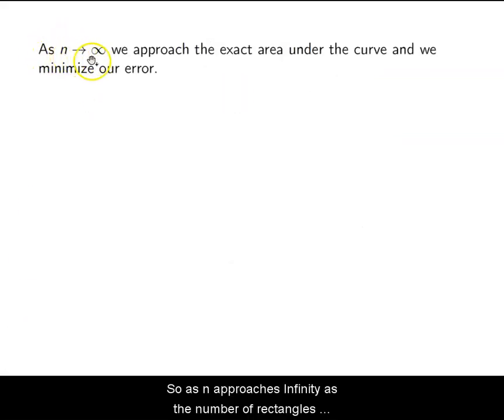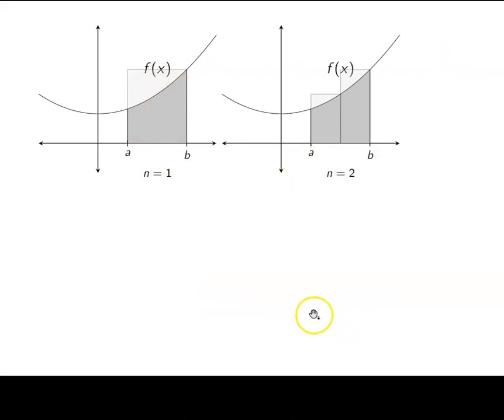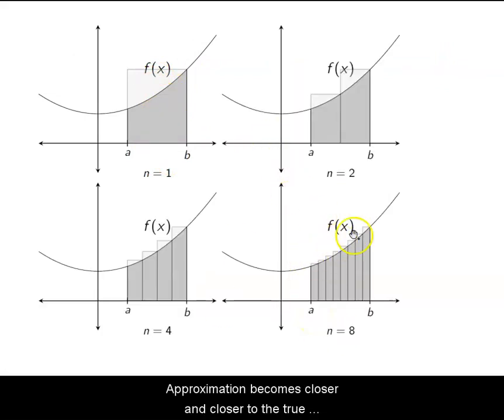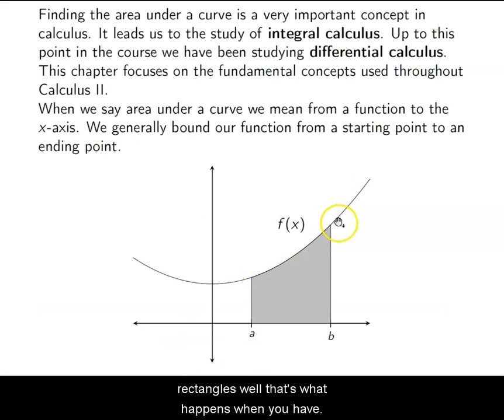So as n approaches infinity, as the number of rectangles we use gets larger and larger, we approach the exact area under the curve and we minimize our error, right? So again, as n gets larger, the approximation becomes closer and closer to the true value. And in fact, when n equals infinity, we have the actual area under our curve, right? If this was an infinite number of rectangles, well, that's what happens when you have your points along your function. There's an infinite number of points from A to B for the outputs of my function. So there's an infinite number of rectangles, right?